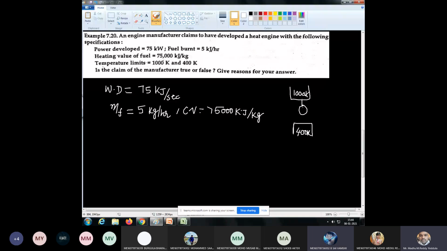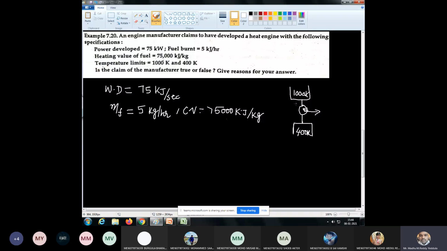How did you find the calorific value, sir? The calorific value is given in the problem. Heating value is nothing but, if you burn 1 kg of fuel, what is the heat liberated? That is the meaning of calorific value. The amount of heat liberated by burning a fuel of mass 1 kg is called its calorific value. It is given in the problem. Heating value, another name for calorific value.